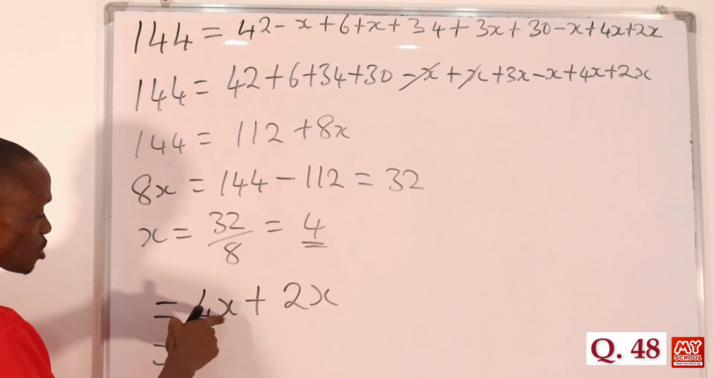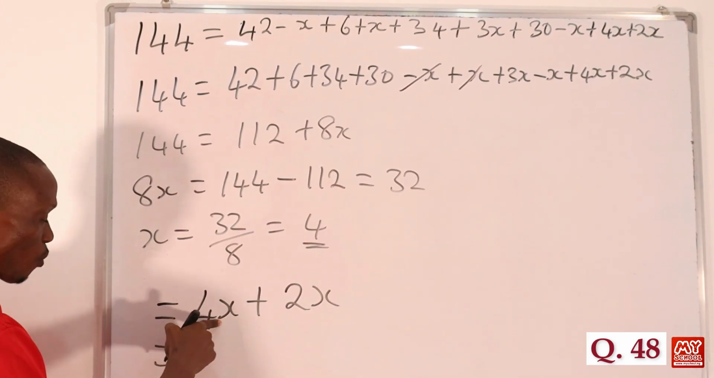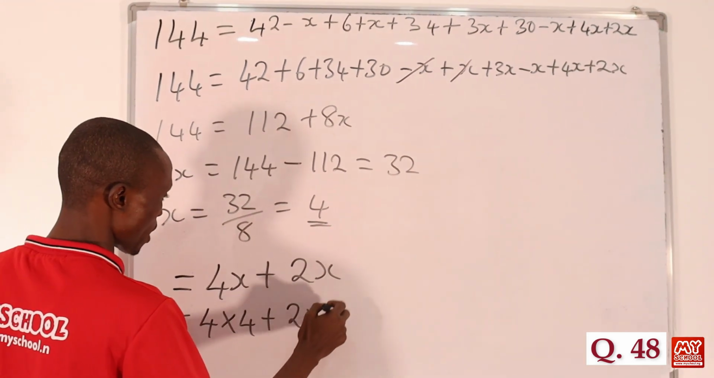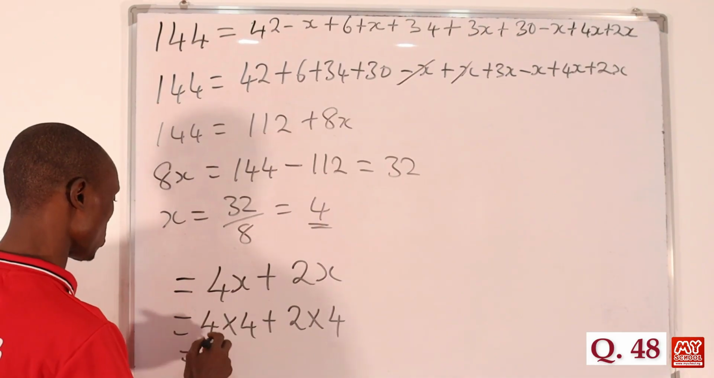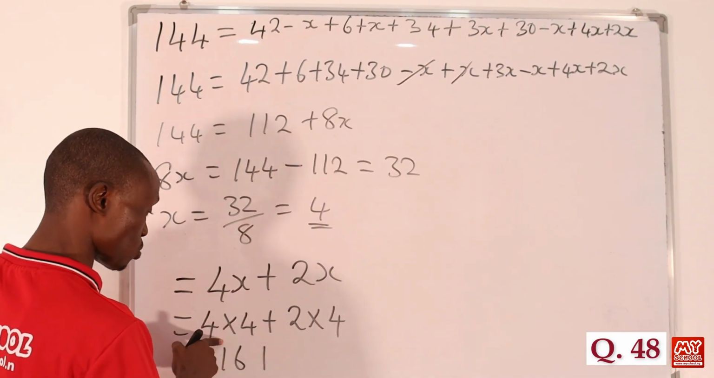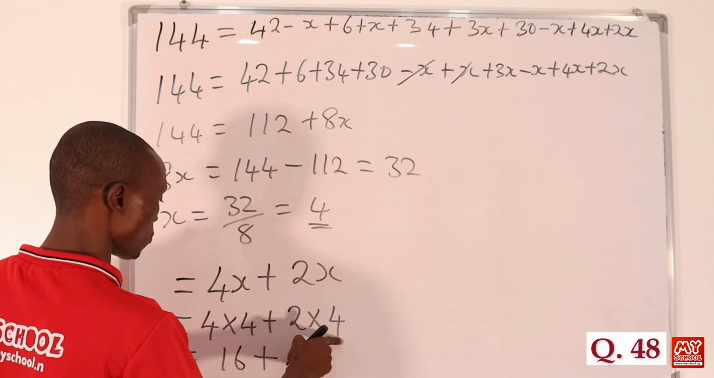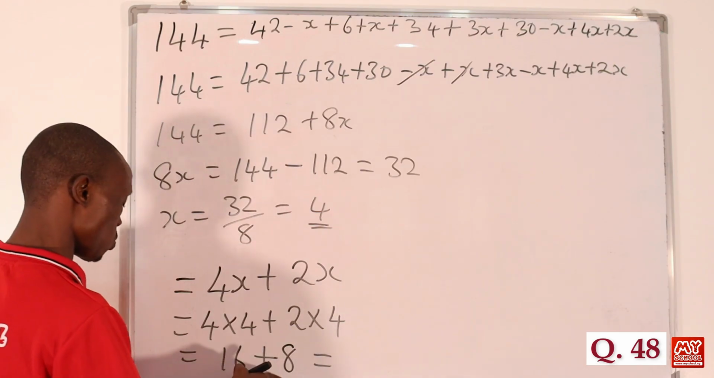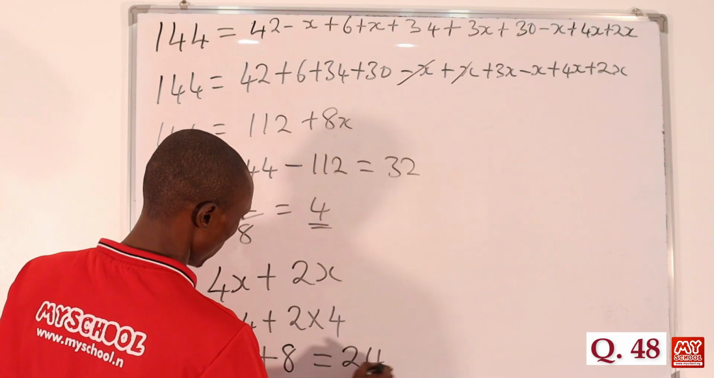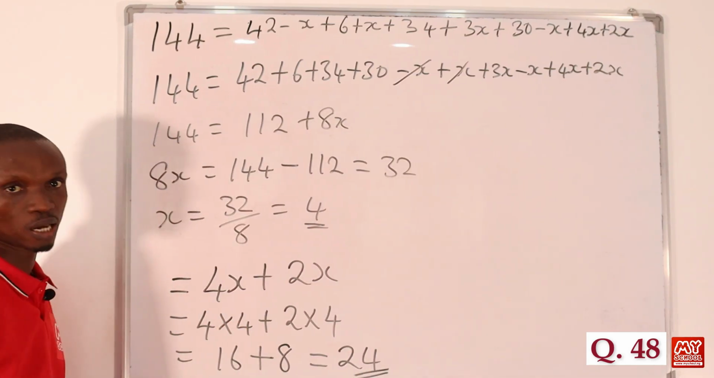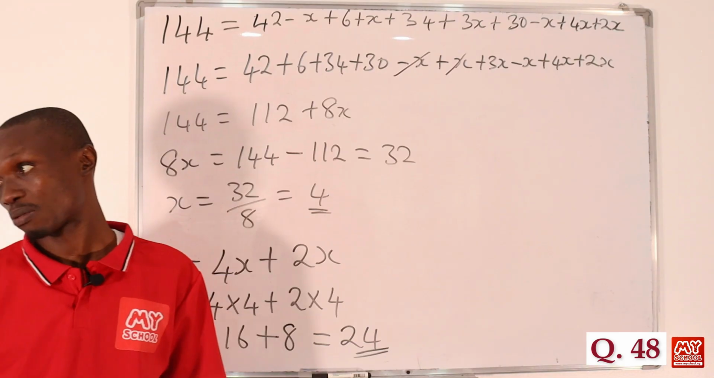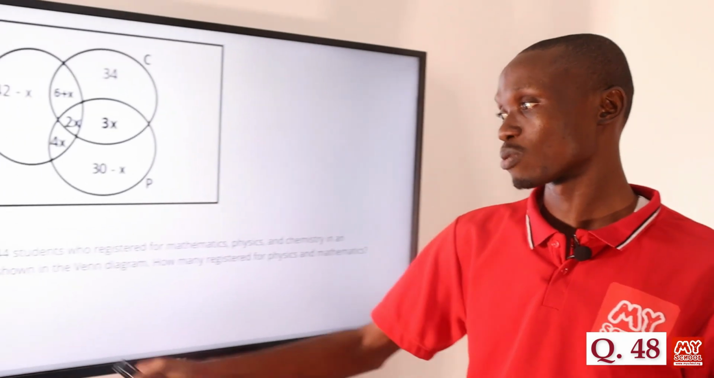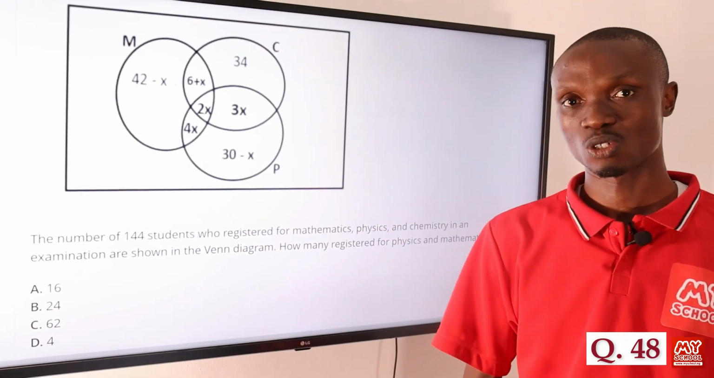Since we calculated our x to be equal to 4, we'll have 4 times 4 plus 2 times 4. If we multiply this together, that will be equal to 16. Then plus, if we multiply this together, that will be equal to 8. So if we sum 16 and 8, we'll have 24. So the number of students that registered for both physics and mathematics is equal to 24. And that makes option B the correct answer to this question.